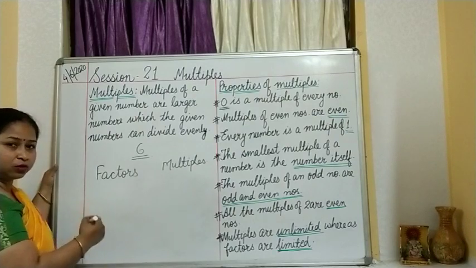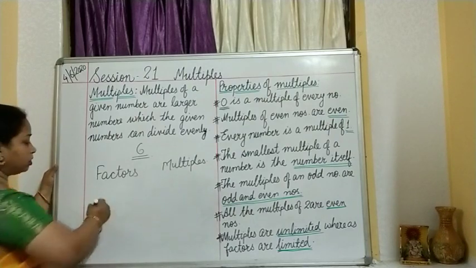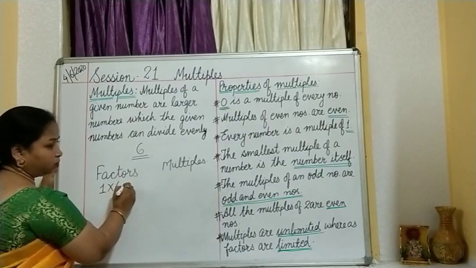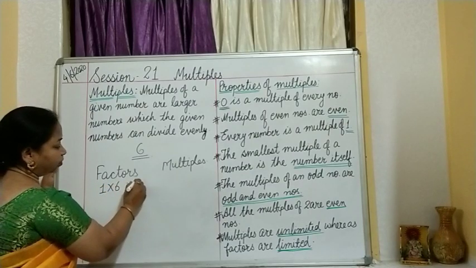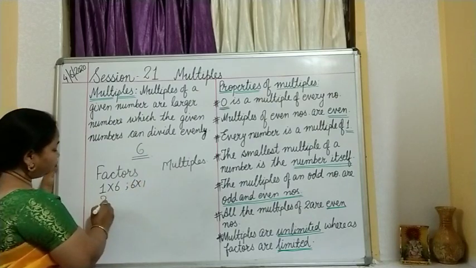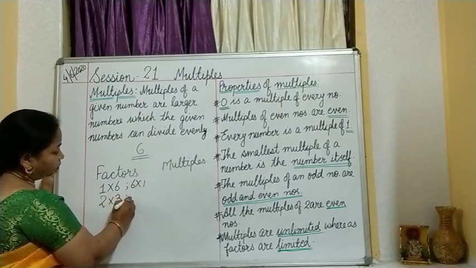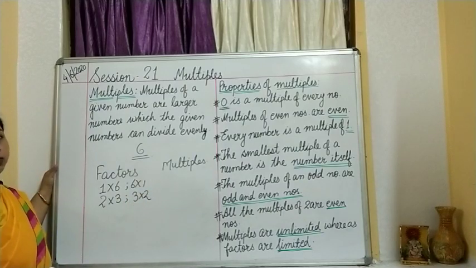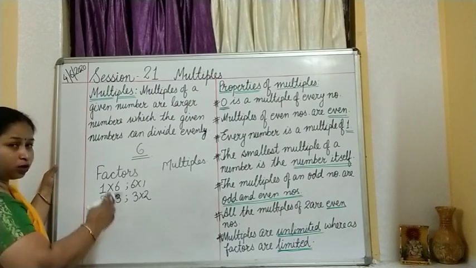Factors. What are the factors of 6? We have already discussed this. 1 multiplied by 6, or you can also write 6 multiplied by 1. Then 2 multiplied by 3, or 3 multiplied by 2. Any other number by which 6 is divisible? No more. So what are the factors?